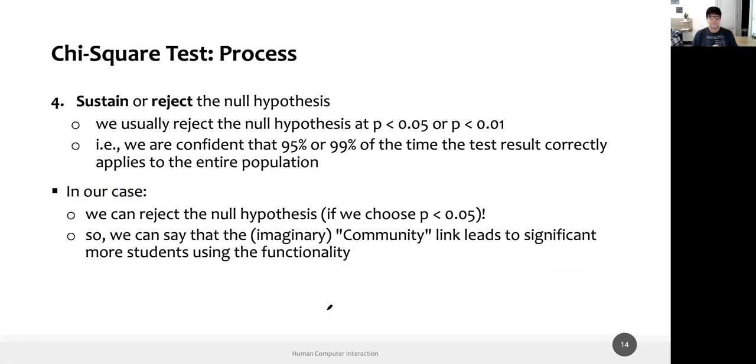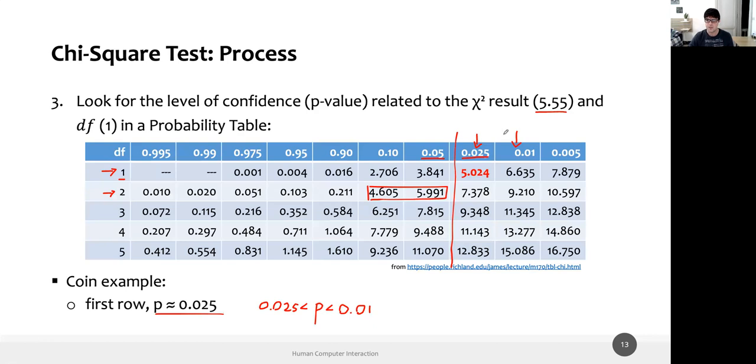So now the first step is to sustain or reject the null hypothesis. And this is a reminder from the previous set of slides. We usually reject the null hypothesis when p is less than 0.05 or p is less than 0.01. So if it is, we reject the null hypothesis and we have to pick one. So now we are going to pick one, if it's lesser than this or if it's lesser than this. So it's in this direction, lesser in this direction.